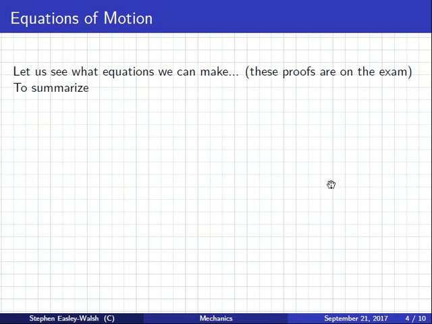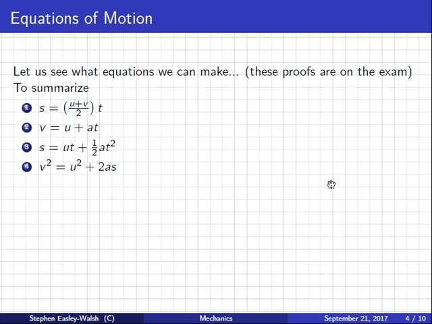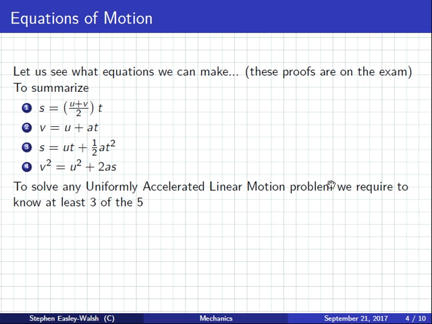These proofs could be on the exam. Alright, so to summarize, we have this one, which you wrote, this one, and this one. I think you have all these written down. You got these? To solve any of these problems, we need to know at least 3 of the 5 UVATS.